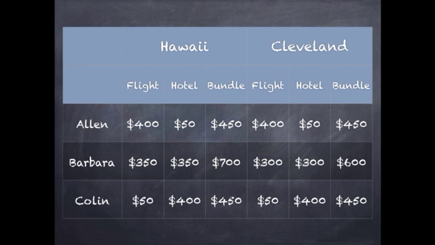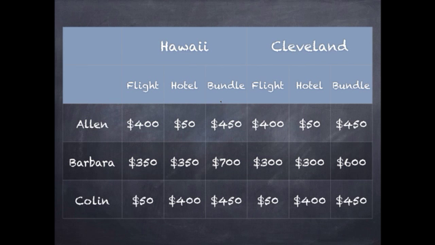So that would maximize their profits if they were just bundling. If they were bundling the flight and the hotel together, they would charge $450. They would generate 3 sales, and that would give them $1,350. What if they decided to mix bundle, meaning they would charge a bundle price and then charge individual prices?